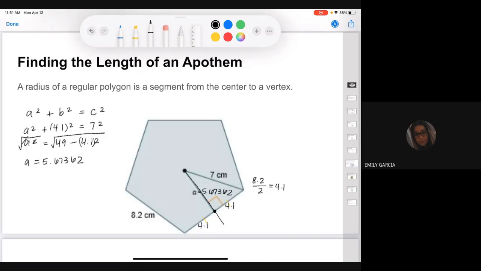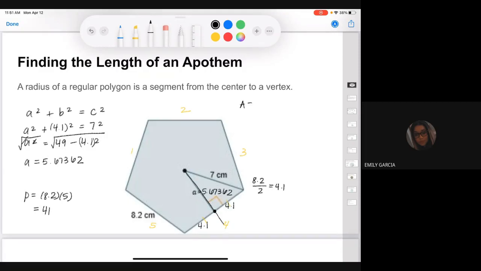Okay, but how do I find the area? Well, what I also need is to find the perimeter. I have my a. Now I need to identify my p. I find p by taking each of my side lengths. I know each of my side lengths is equal to 8.2, and I know that I have 1, 2, 3, 4, 5 sides. So my P is equal to 41. Now I can find my area.